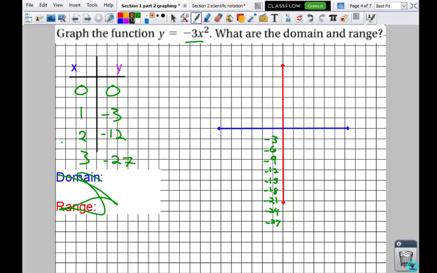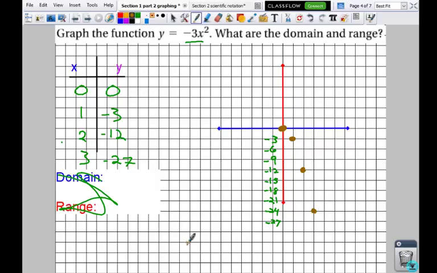After that, we're going to graph our actual dots, and then we're going to have to reflect them over our axis of symmetry. You got to go to 27. That's our smallest, the one that's farthest away. All right. So I got 0, 0. Put my dot at 0, 0. I got 1, negative 3, 2, negative 12, 3, negative 27, and I got my dots.